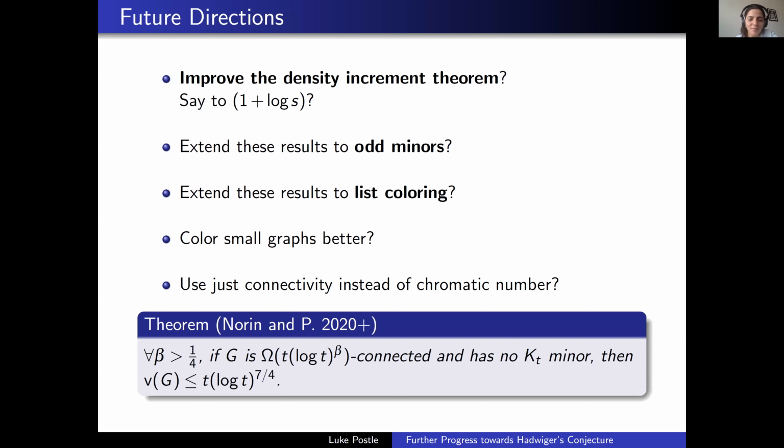Okay, questions? Luke, do you want to say more about these future directions? Sure, I could say a little more. Again, can you improve the density increment theorem? That's the current bottleneck for the whole proof, for improving the bounds. If we can get it down to 1 plus log s, then you get more to log t. I've been trying to improve the number, but it seems a little hard.